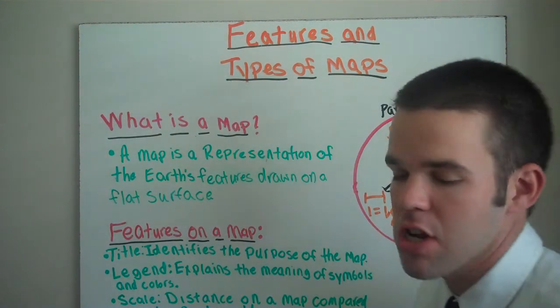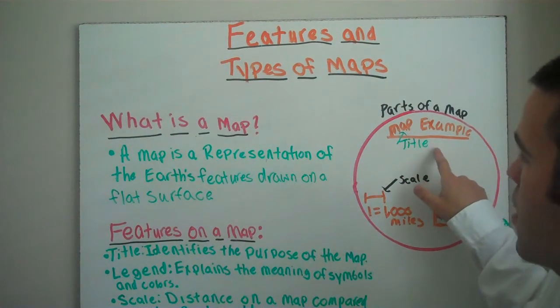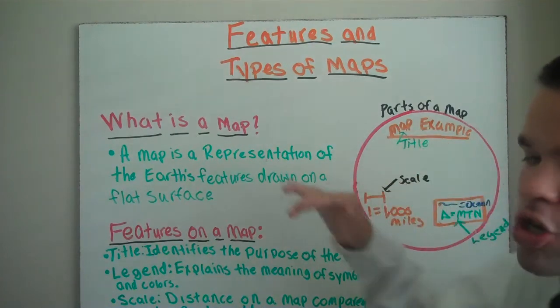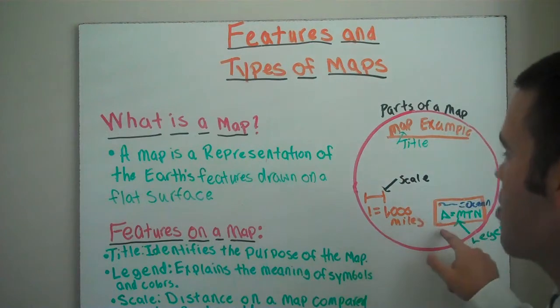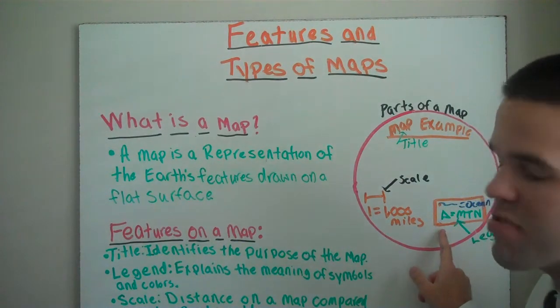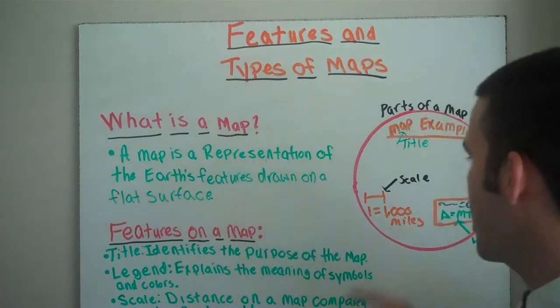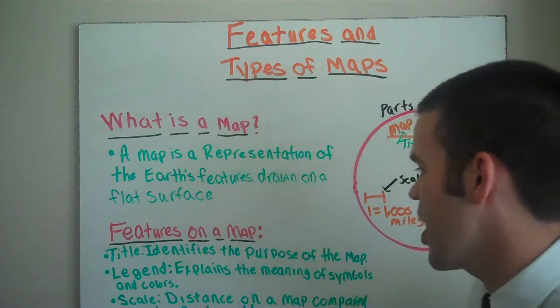The first three features on a map include a title. A title identifies the purpose of the map. Right over here, map example, the title is usually going to be at the top of the map. The legend. The legend explains the meaning of symbols and colors for a map. It is usually in a box in the lower left hand or right hand corner. It could also be considered a key as well.